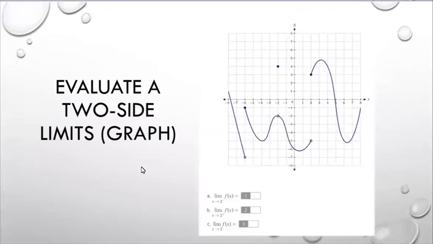Another example. Let's evaluate this limit when x approaches 2 from the left, from the right, and if the limit exists. So again, x equal 2 is this. From the left means that we are paying attention to this part of the graph. So at this point, our y value is -5. That's your limit.